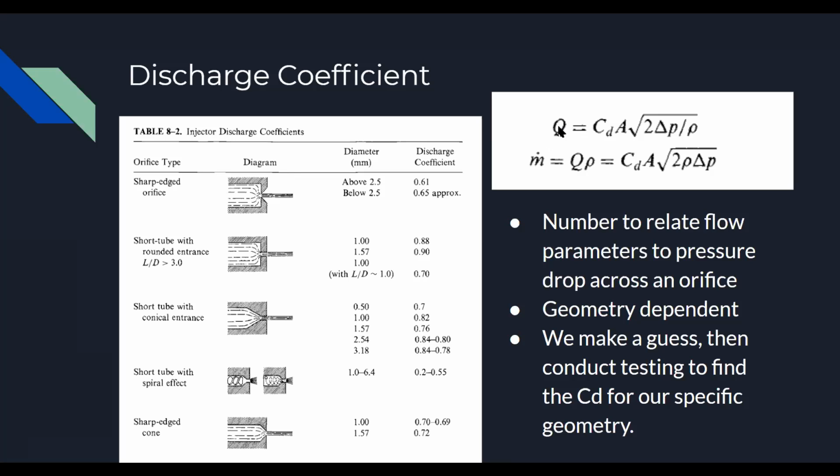Q is volumetric flow rate. Thermofluids is weird. You'll learn that between fluids and heat transfer, they use a lot of cross variables and it gets really confusing. I don't know why Q is volumetric flow rate, but it is. It also represents heat, which is confusing, but in this case, it's volumetric flow rate.